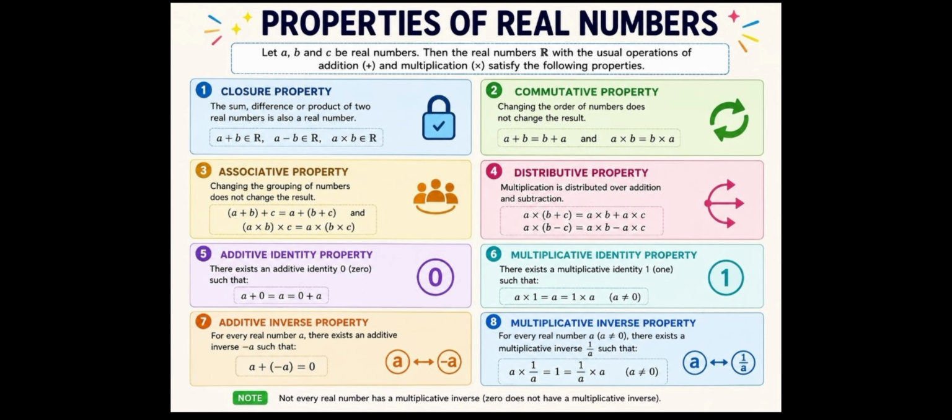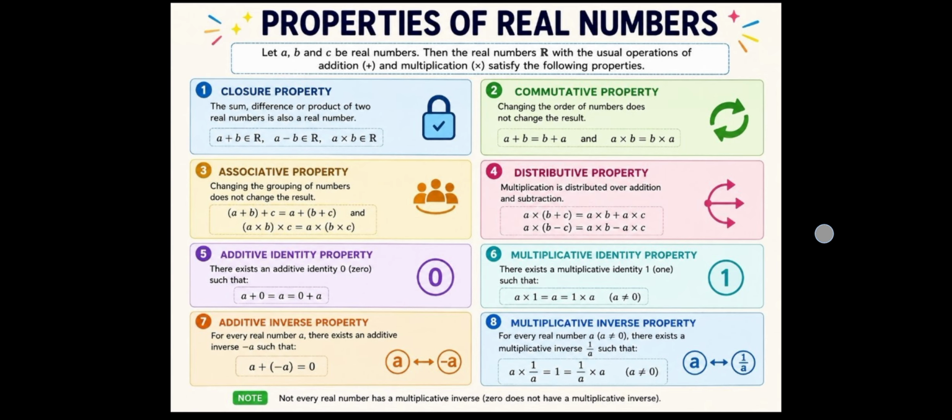The second property is commutative property. Now what is the commutative property? Changing the order of numbers does not change the result, whether we add 2 plus 3 or 3 plus 2. In both the conditions we get the answer 5. So it means that the commutative property is a plus b is equal to b plus a. a, b and c are all real numbers.